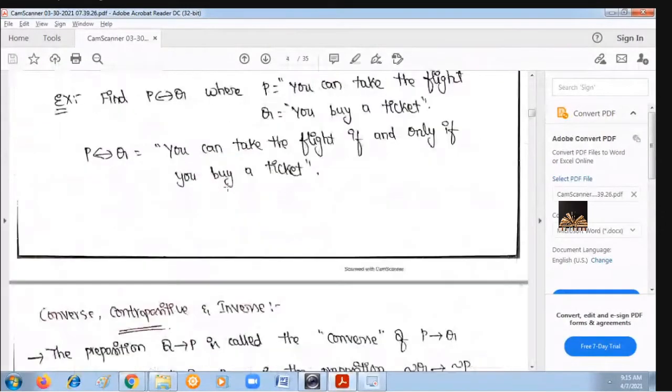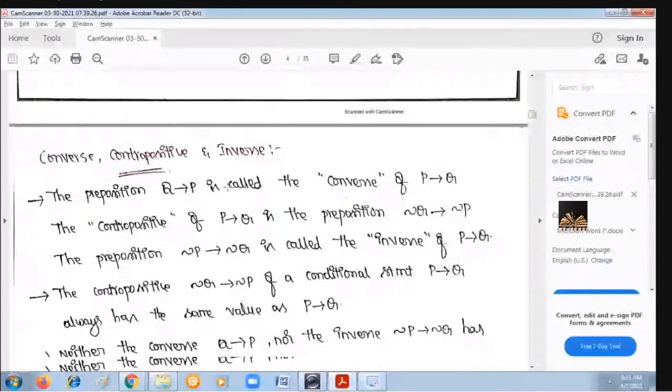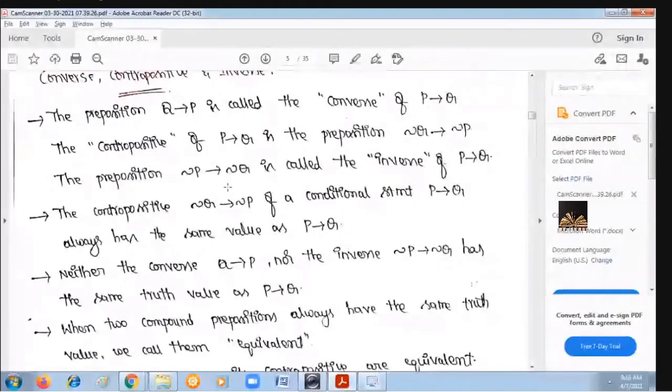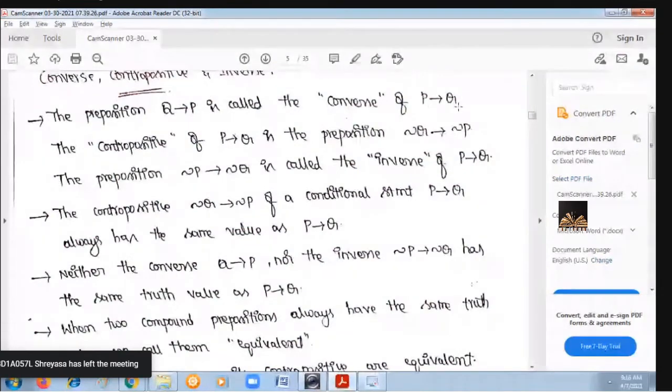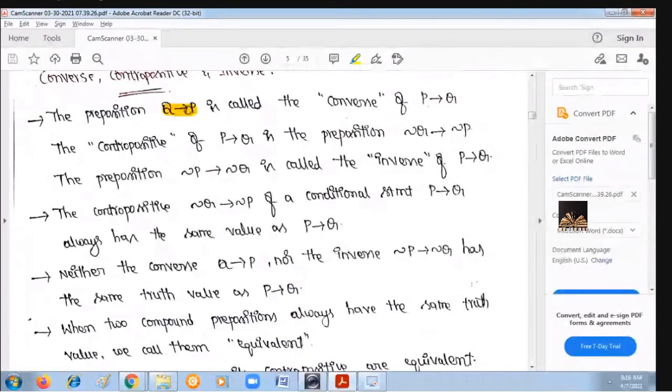So next, the converse, contrapositive and inverse. Assume that P implies Q is a conditional statement. Then Q implies P is known as the converse of this statement. P implies Q, Q implies P. Q implies P is known as the converse of the conditional statement. Similarly, if P implies Q is a conditional statement, then negation Q implies negation P is its contrapositive.